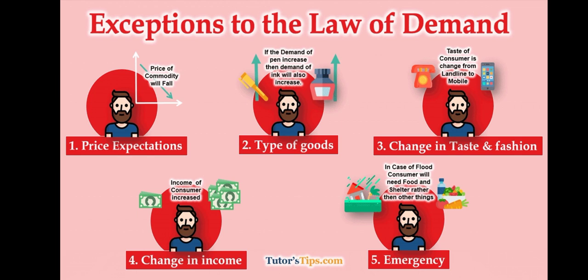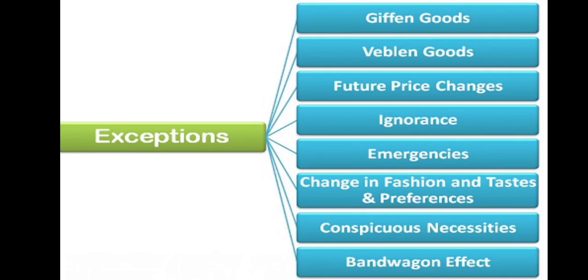The first one is price expectation. If consumers are expecting a rise in price in the future, their demand today may increase a lot. And if they expect a fall in future price, then their demand may fall today, as they expect that tomorrow when the price goes down, they will be demanding more. So these are the exceptions.